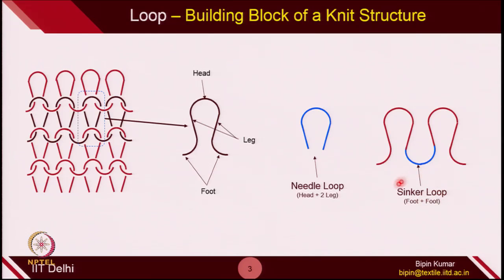If you see the sinker part, it is connecting 2 loops sideways. And if you see the needle loop, it is actually getting intermeshed with the top and bottom. So the needle loop actually participates in intermeshing, you can see here. Each part of the loop helps in creating some intermeshing points inside the fabric structure.